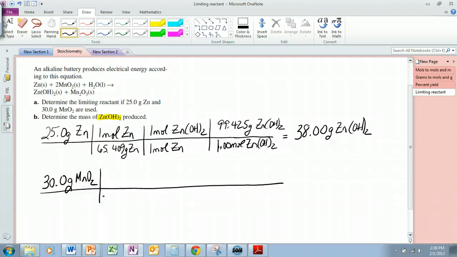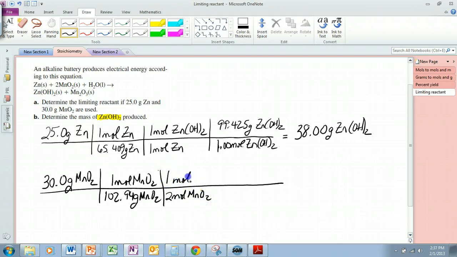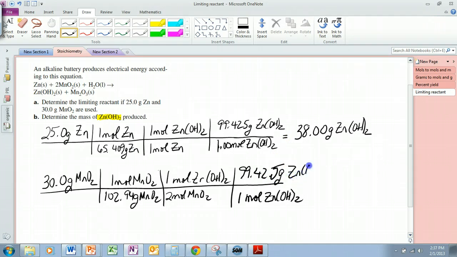So, starting with 30 grams of manganese dioxide. And I calculated out the molar mass for that, and that's 102.94 grams of MnO2 for 1 mole of MnO2. And then we have 2 moles of MnO2 for 1 mole of zinc hydroxide. And from this point through the end, it's exactly the same as the previous calculation. The beginning 2 steps are different, but the ending 2 steps are very much the same. So 1 mole of zinc hydroxide for 99.425 grams of zinc hydroxide.